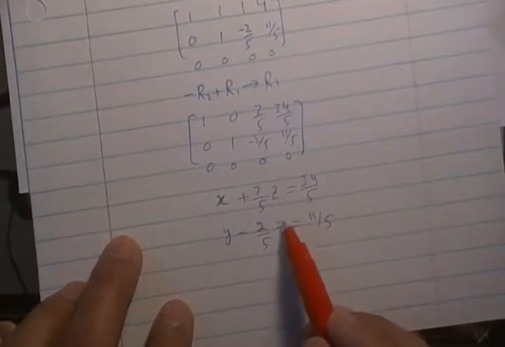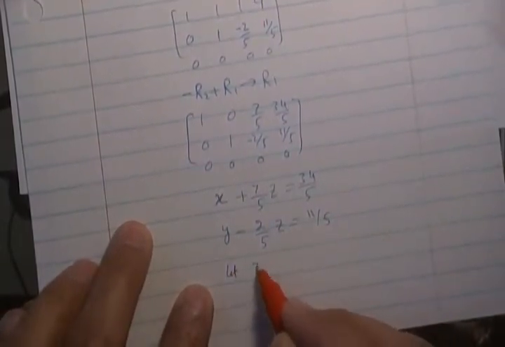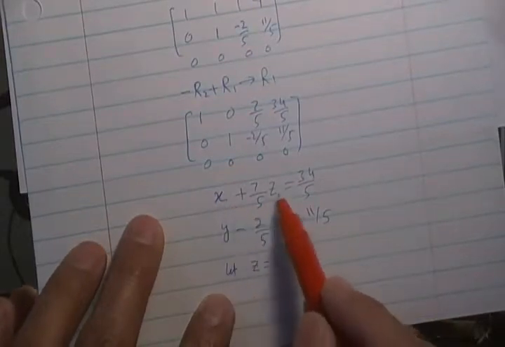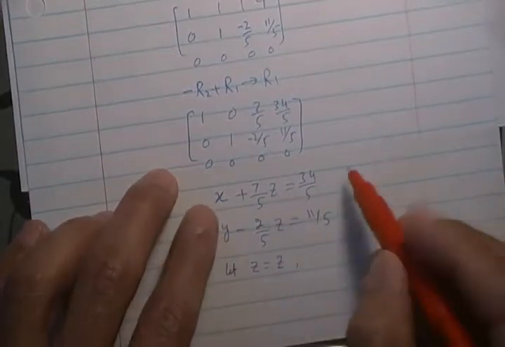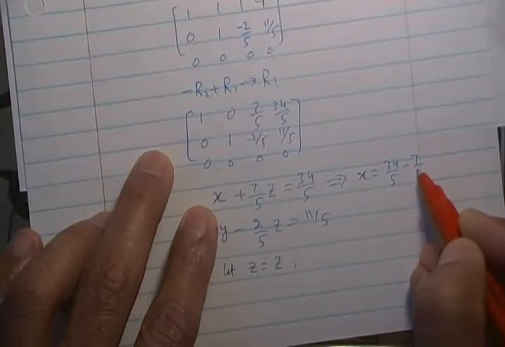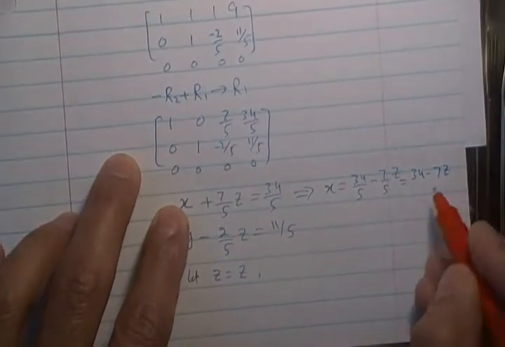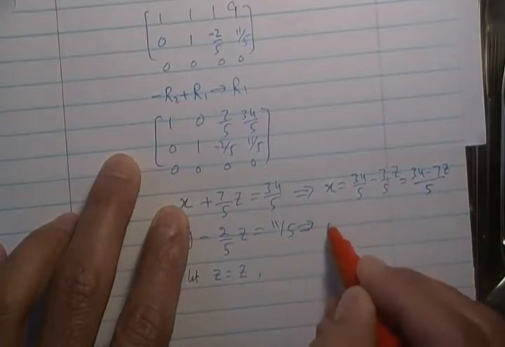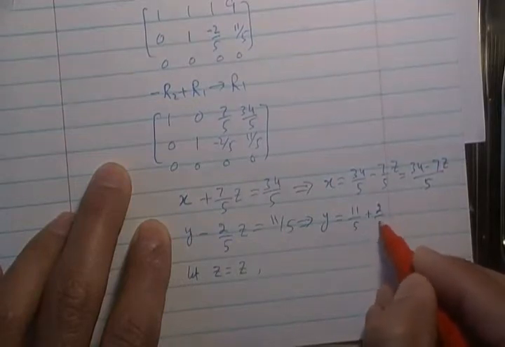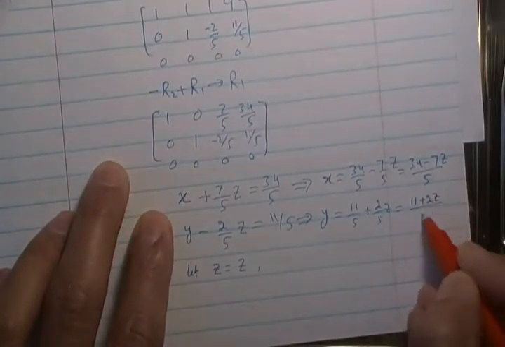Now there are two equations and we have three variables x, y and z. In this situation, we assume that z is equal to z, and then solve these two for x and for y. So x is equal to something, y is equal to something. This implies that x is equal to 34/5 minus 7/5 of z, which is the same as (34 minus 7z) over 5, with a common denominator. And from here, y is equal to 11/5 plus 2/5 of z, which is the same as (11 plus 2z) over 5.